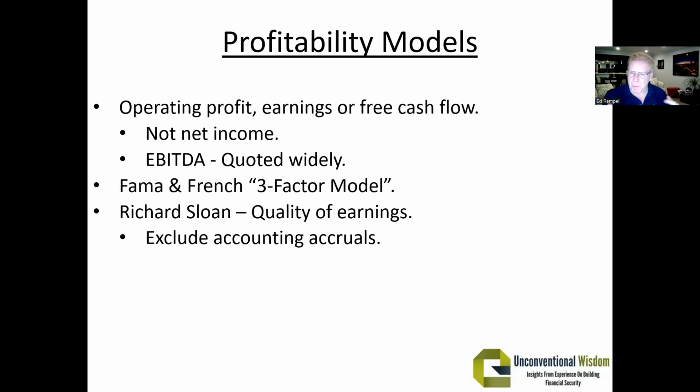Now, there are various models for working out what a company would be worth. The most well-known one was created by two guys, Fama and French. They had this 3-factor model. And then also this guy, Richard Sloan, had a quality of earnings model.